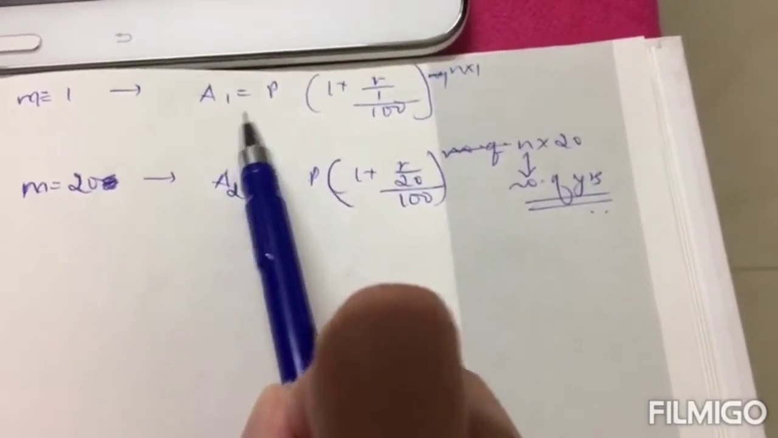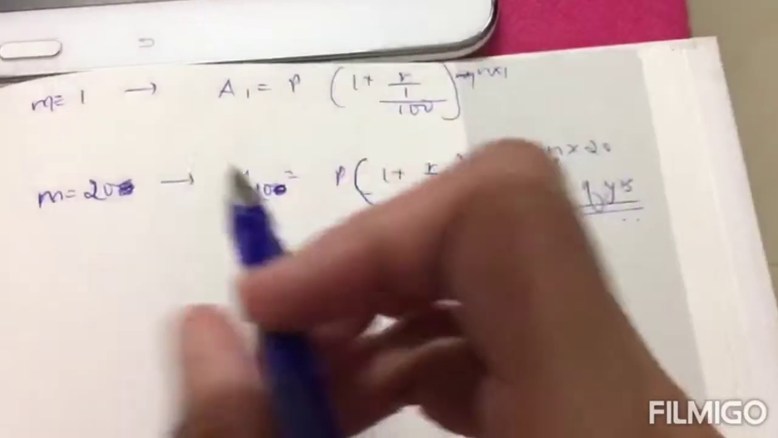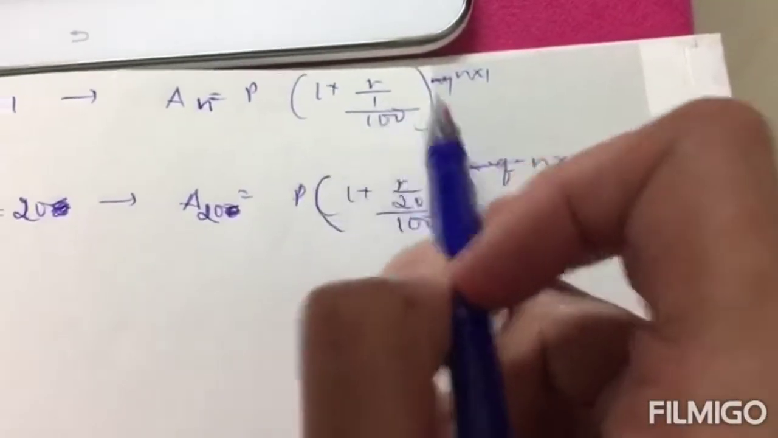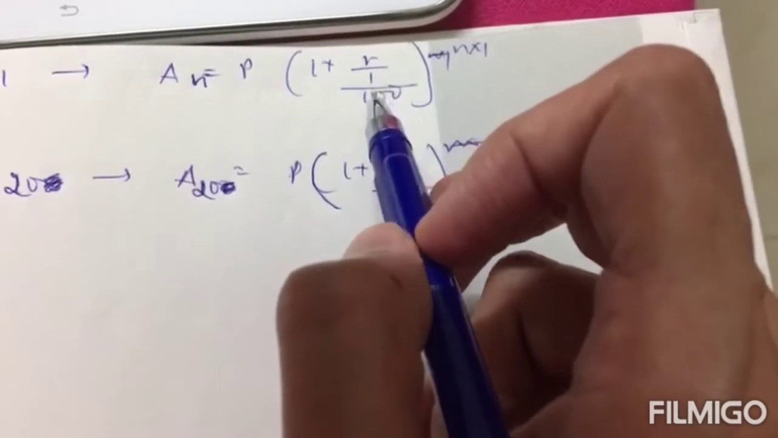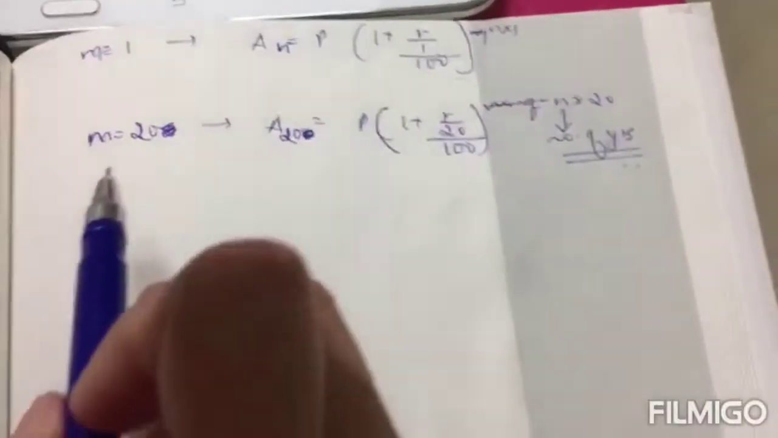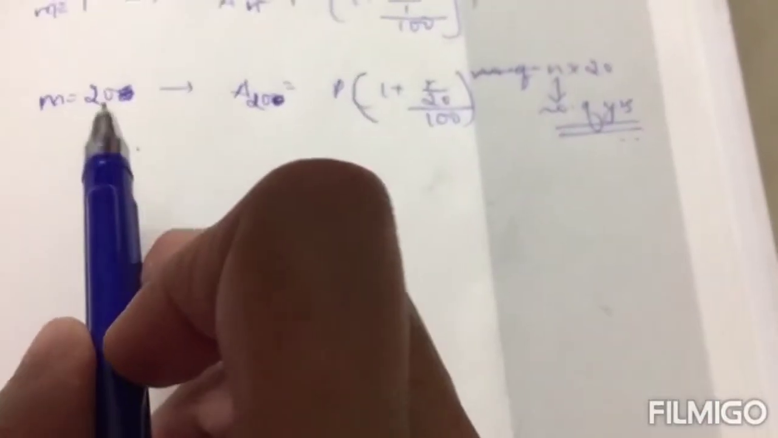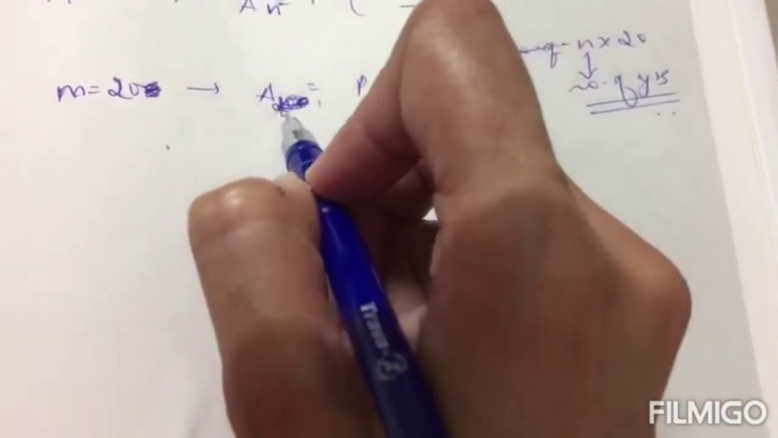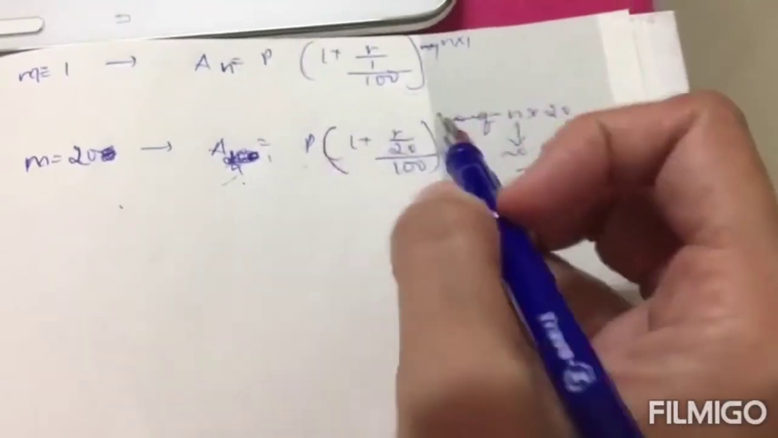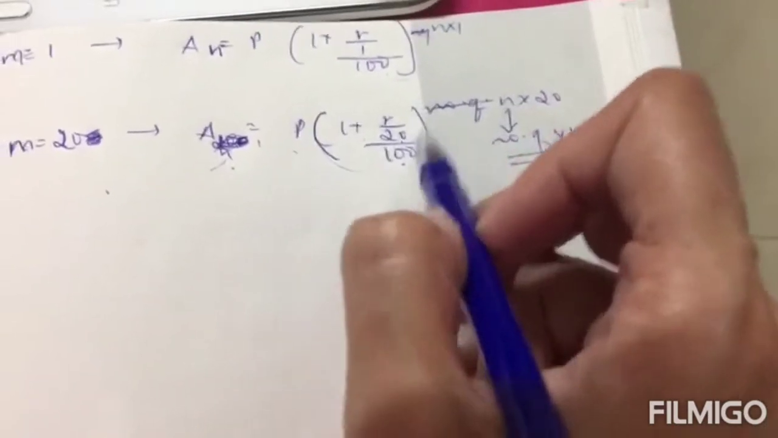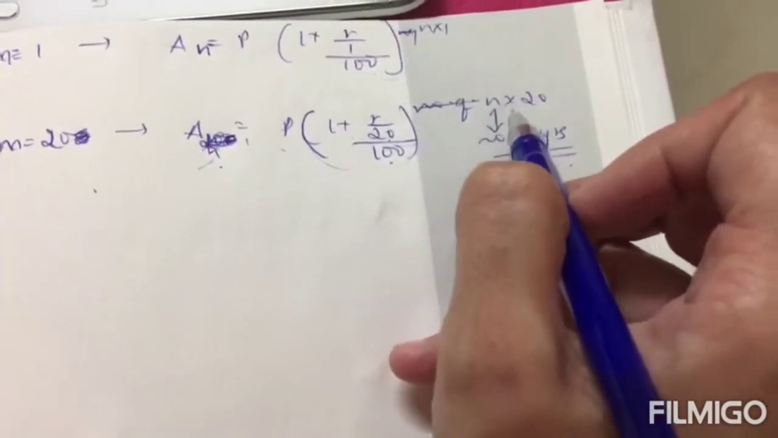A at the end of n years is equal to principal into brackets 1 plus r divided by 1, which is nothing but r by 100, the whole thing raised to n into 1. If m is 20, that is interest is compounded or calculated 20 times in a year, then A at the end of n years is equal to principal, same thing, open brackets 1 plus r by 20 divided by 100, the whole thing in brackets raised to n into 20. Okay, you have to remember that.